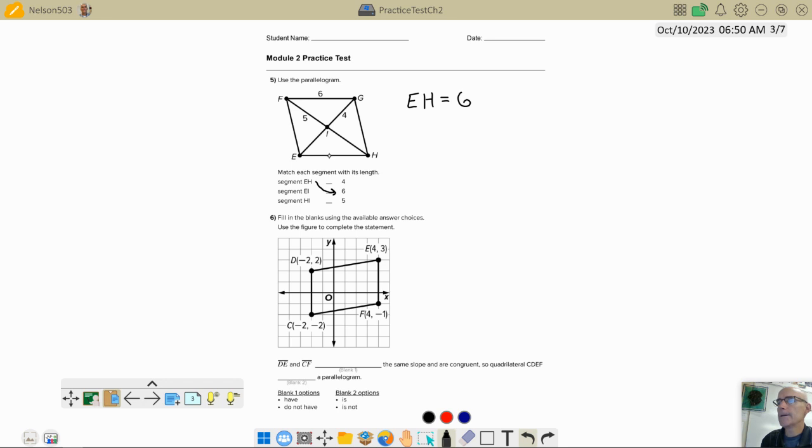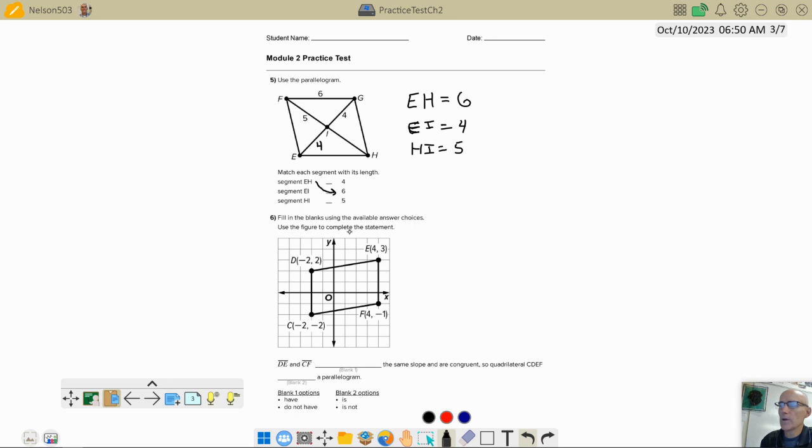And then it wants us to figure out what EI is. So how long is EI? Well, the diagonals bisect each other. So EI is 4 long. Okay. So EI, oh my goodness, that's a terrible E. EI is 4 long. And then we know that because the diagonals bisect each other, IH, or they put it as HI, is 5 long. All right, that's how question number 5 is going to be. It's going to be pretty basic stuff about a parallelogram.